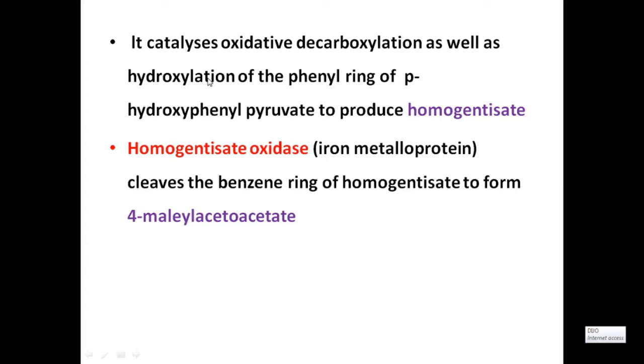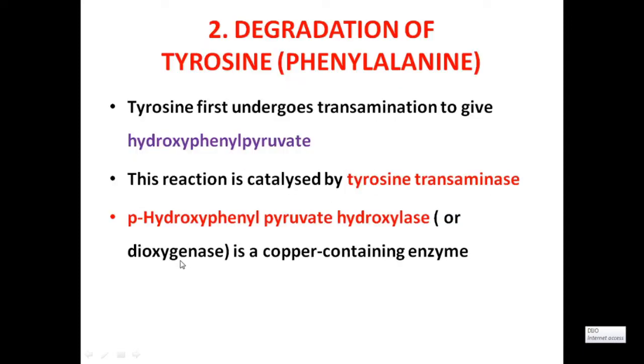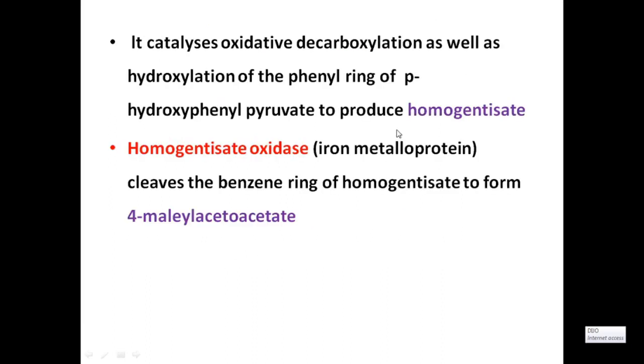Okay, so what is the role of the enzyme? It converts the hydroxyphenyl pyruvate into homogentisate. Hydroxyphenyl pyruvate is converted into the homogentisate in the presence of the dioxygenase enzyme. And the next step, homogentisate.